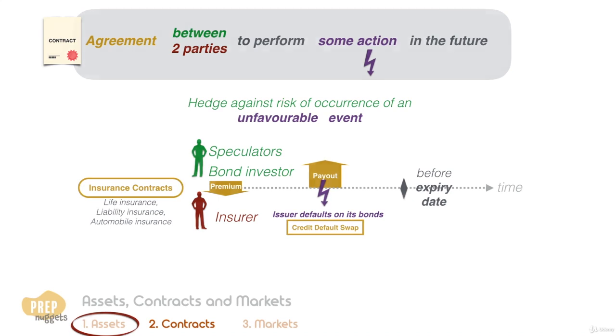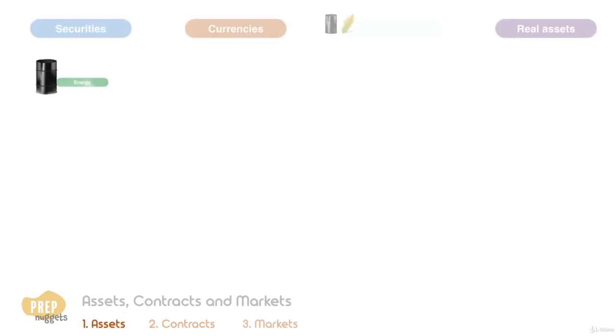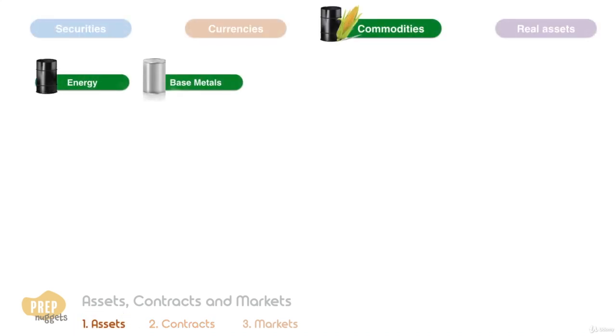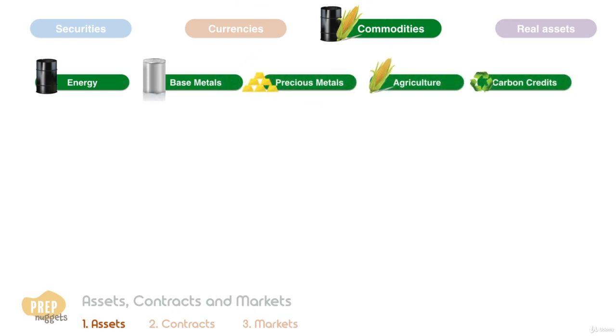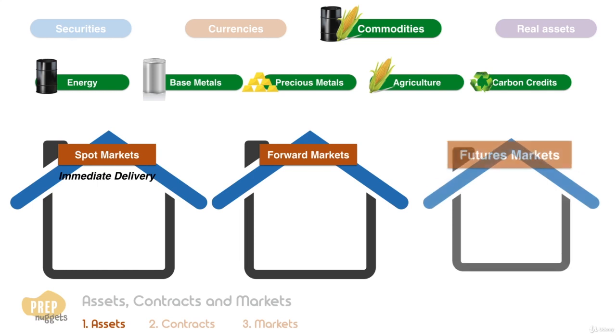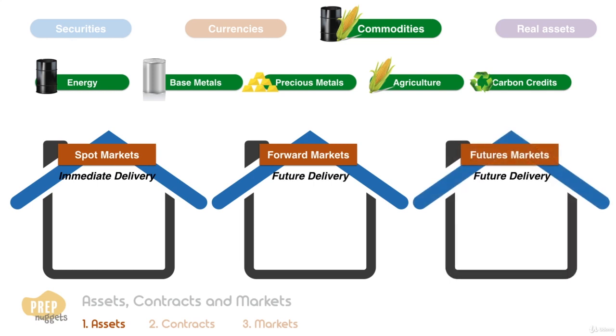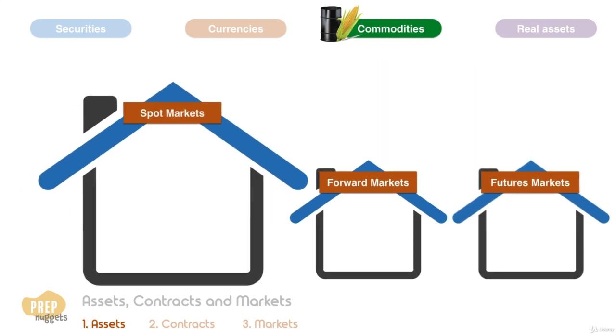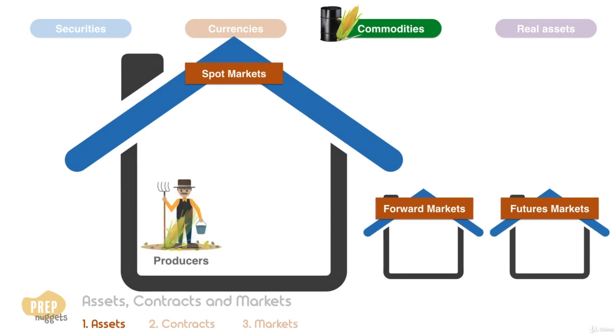on investment assets. Commodities include energy products, industrial metals, precious metals, agricultural products, and carbon credits. Spot commodity markets trade commodities for immediate delivery, whereas the forward and futures markets trade commodities for future delivery. The producers and processors of commodity products are the primary users of the spot commodity markets, as they are best able to take or make immediate deliveries.